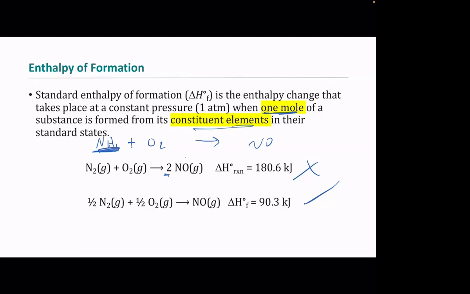So O2 for oxygen. Carbon is graphite. Hydrogen gas. These are elements forming. So if you're interested in the enthalpy of formation for methane, it will be carbon solid, graphite, plus hydrogen gas. As long as you're forming 1 mole, that's all you care about. So it'll be 2 hydrogen gas. That will be an enthalpy of formation because you're forming 1 mole.